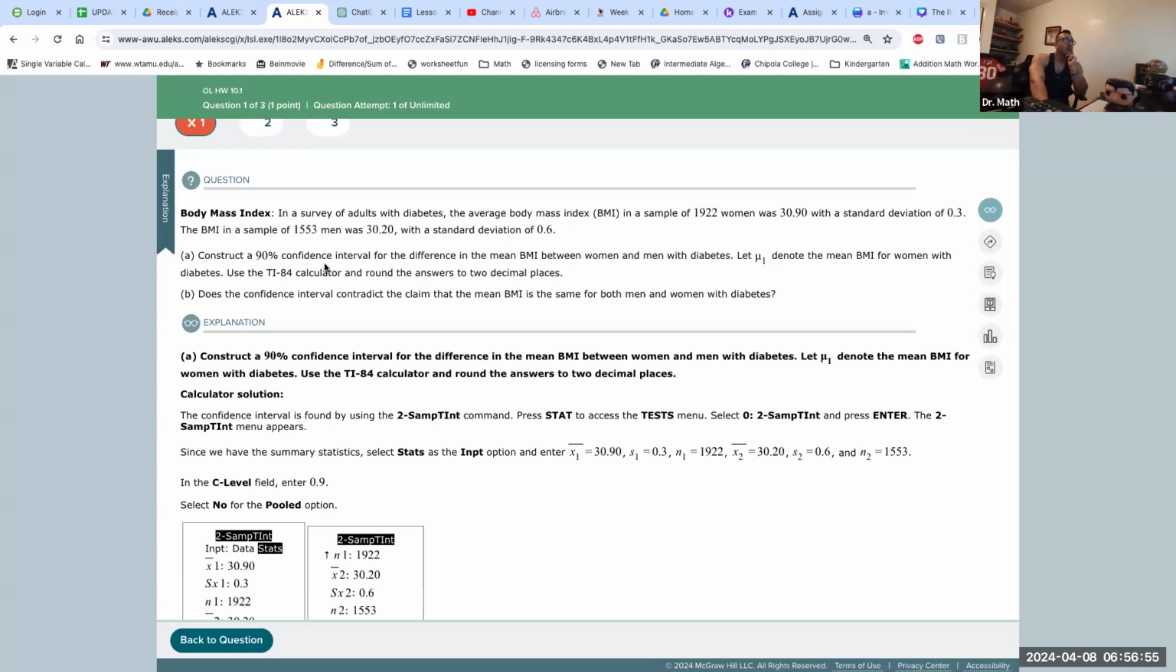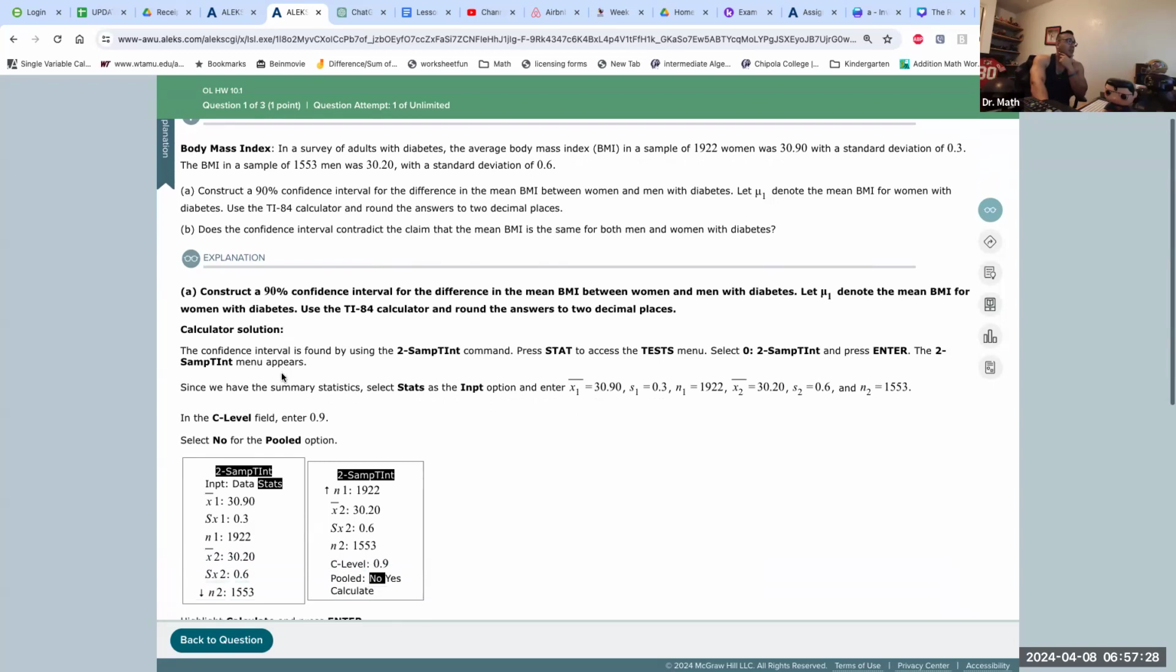Construct a 90% confidence interval for the difference in the BMI between women and men with diabetes. Let mu1 denote the BMI for women. So they're telling us that group 1, that very first group we're going to work with, we're going to use the information from the women with diabetes. And we're going to use a TI-84 calculator to do this. All right, so let's go ahead and construct this 90% confidence interval.